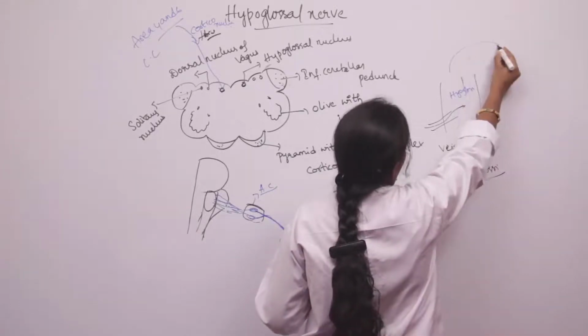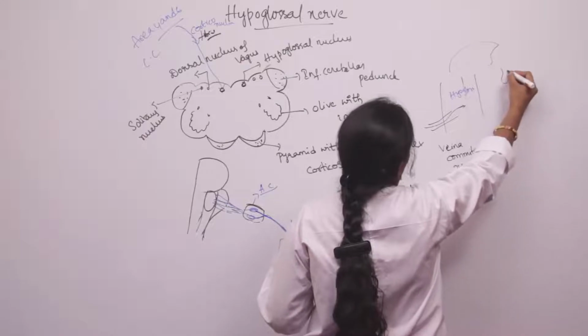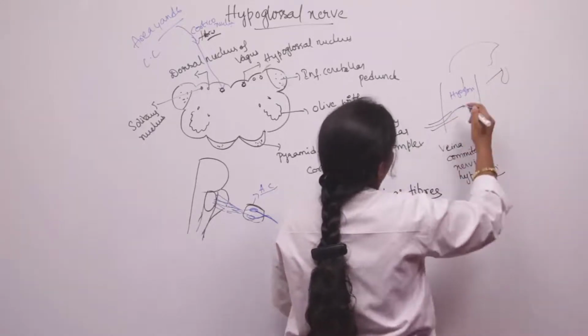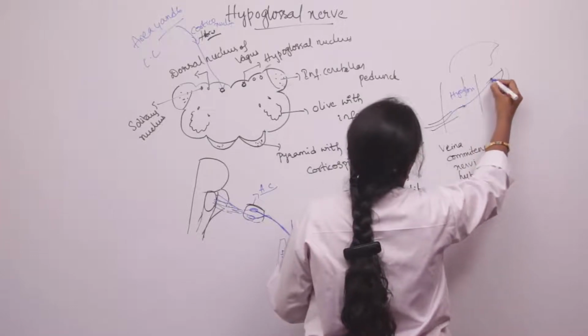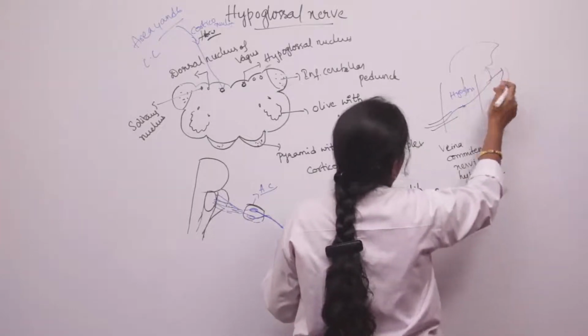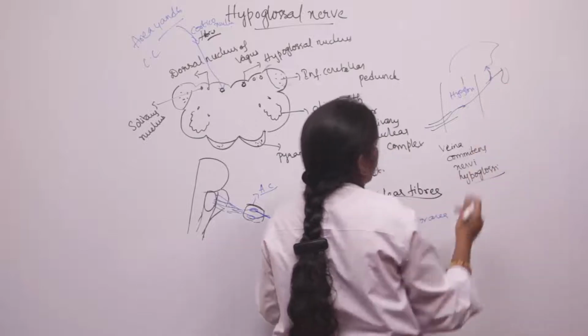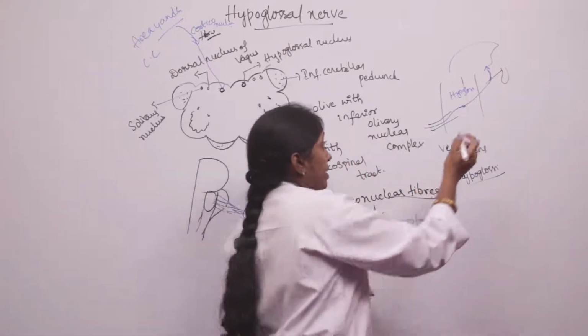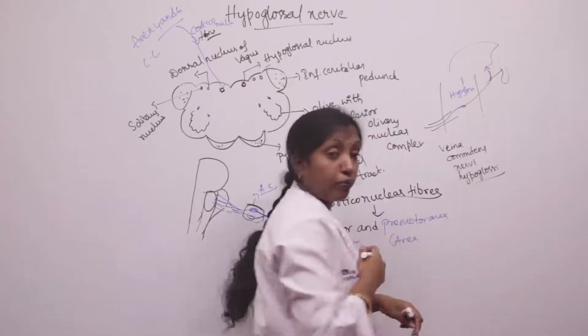See, here we have the tongue, and here we have the genioglossus. The hypoglossal nerve enters into the genioglossus muscle, pierces it, and supplies the substance of the tongue.